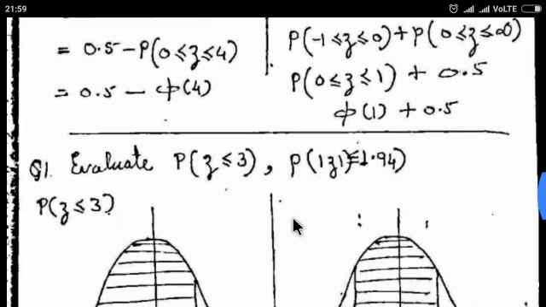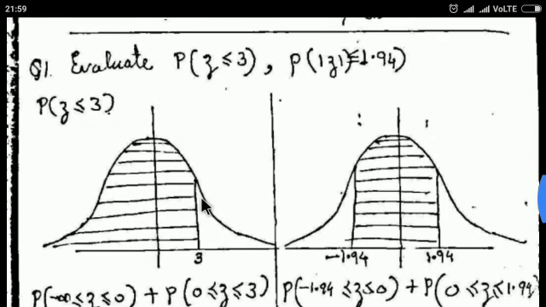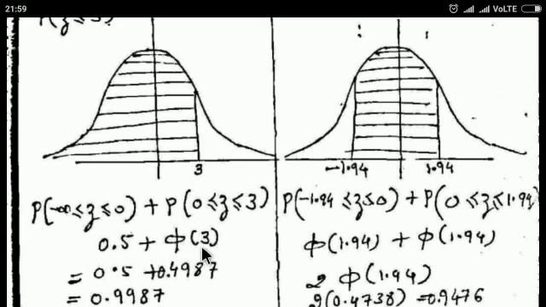Let's look at some questions based on this. Evaluate probability of z less than or equal to 3. So I will be shading this side portion, less than or equal to 3. Now how can I write it? Minus infinity to 0, and 0 to 3. So this half portion is involved in that. So this is 0.5 plus phi of 3. Now phi of 3 can be looked up from the normal table, and that value is 0.4987, and hence the answer is 0.9987.